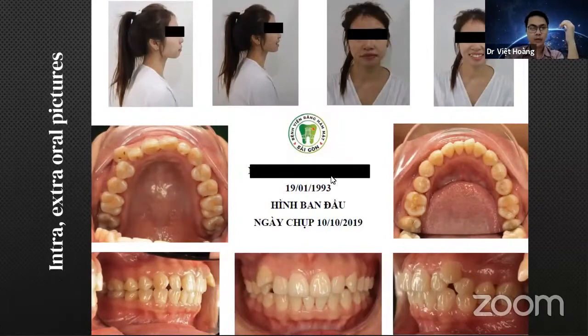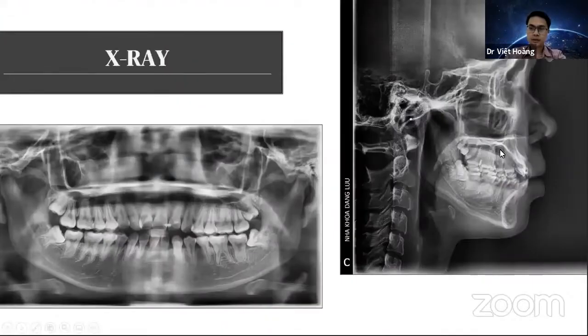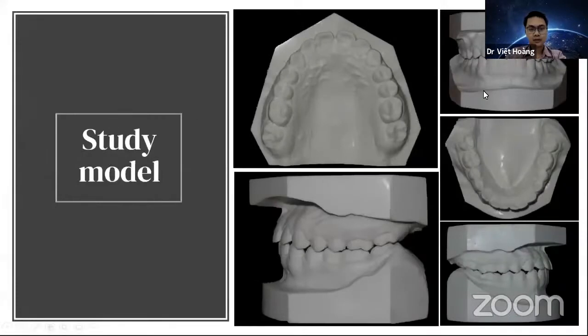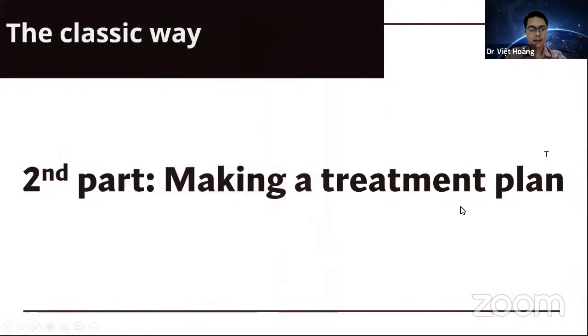We can do it also with Webceph. Collect the X-ray, panoramic, cephalometric, and collect the study model. Then we make a treatment plan.